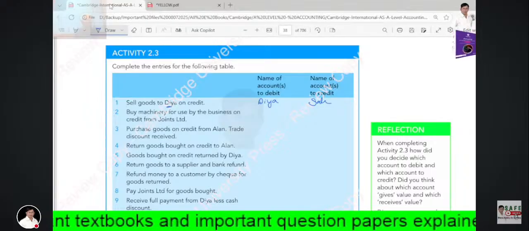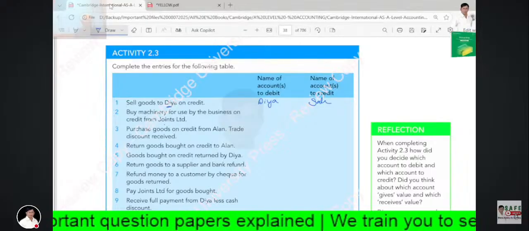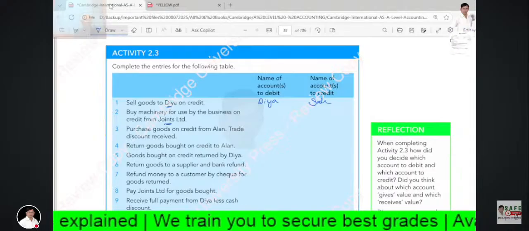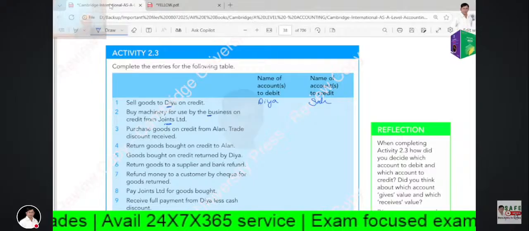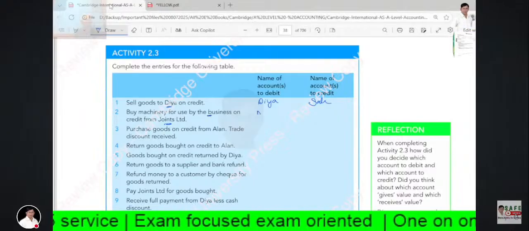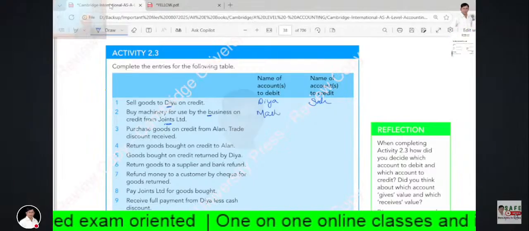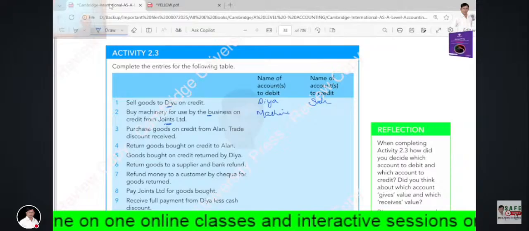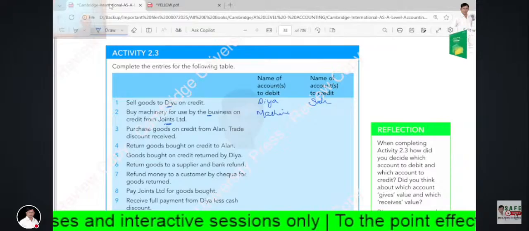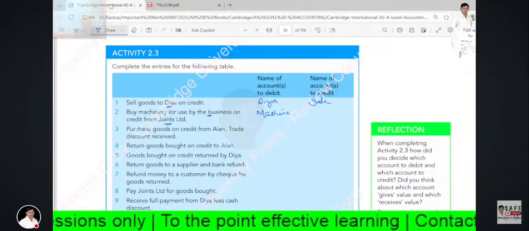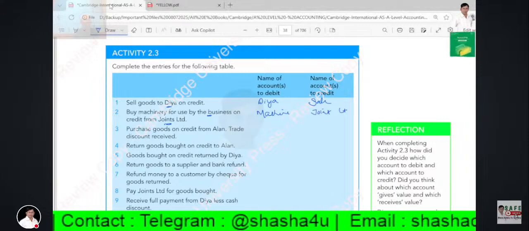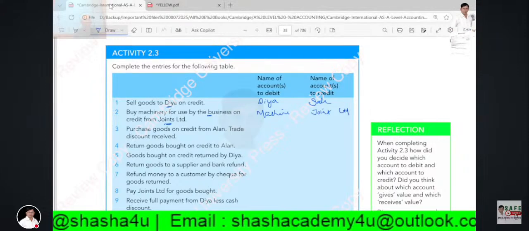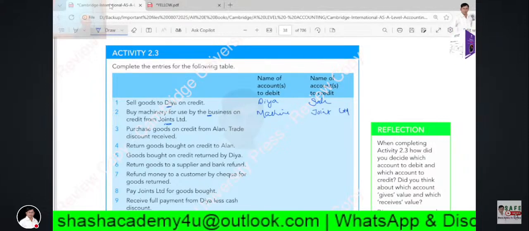Buy machinery for use by the business on credit from Joints Limited. Since we are buying machinery for use by the business, machine is coming into the asset account. It is a real account, so debit what comes in. The machine account is debited, and Joints Limited is the giver of the machine.